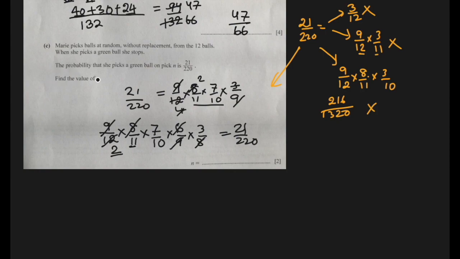Question is, find the value of n. And what is n? Picks a green ball on pick n. So first pick, second pick, third, fourth, fifth. So the answer is n equal to 5. In the fifth pick, she gets a green ball and the probability is 21 over 220.